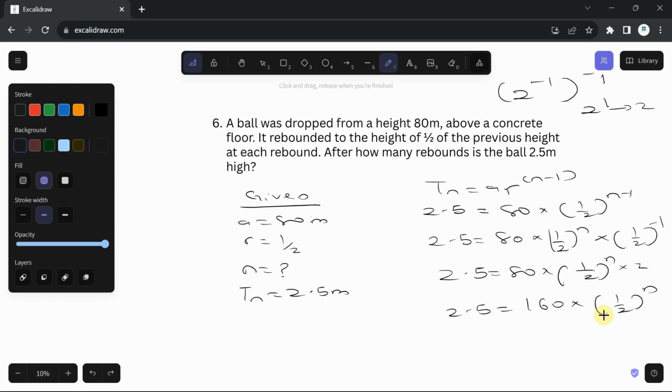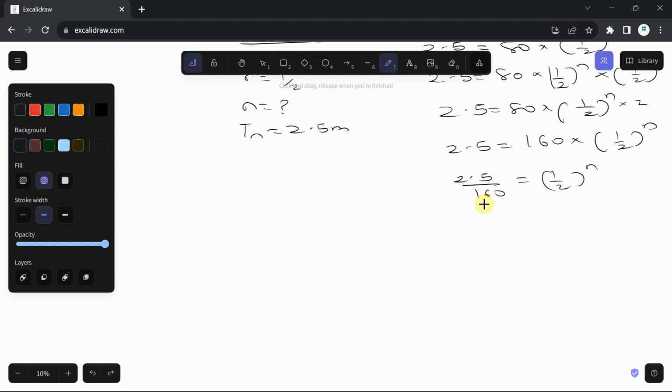For me to make this half raised to the power of n stand alone, I have to divide both sides by 160. So 2.5 divided by 160 is equal to half raised to the power of n. Now this 2.5, you agree with me, I can say it's the same as 25 over 10, right? Yes, 25 over 10, times 1 over 160, because I'm trying to divide 2.5 by 160. So 25 over 10 times 1 over 160 is equal to half raised to the power of n.